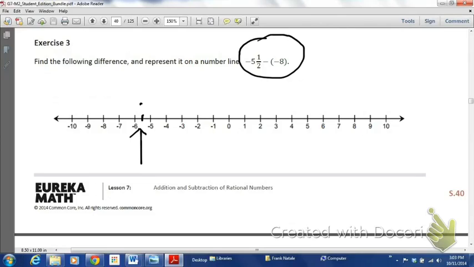Now when I look at this, I have a negative. I'm going to subtract or take away a negative. And what we learned about that is that is the same as doing the opposite of a negative, which is a positive. So in truth, this actually could be written like this. Okay, so plus 8. All right.